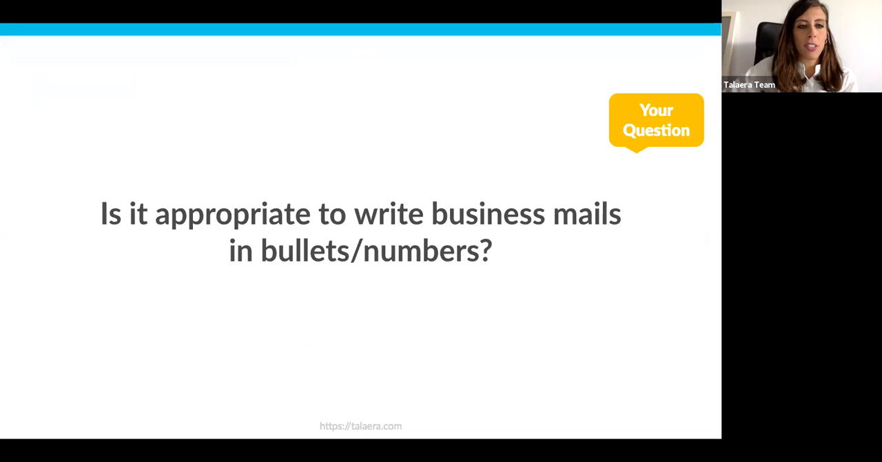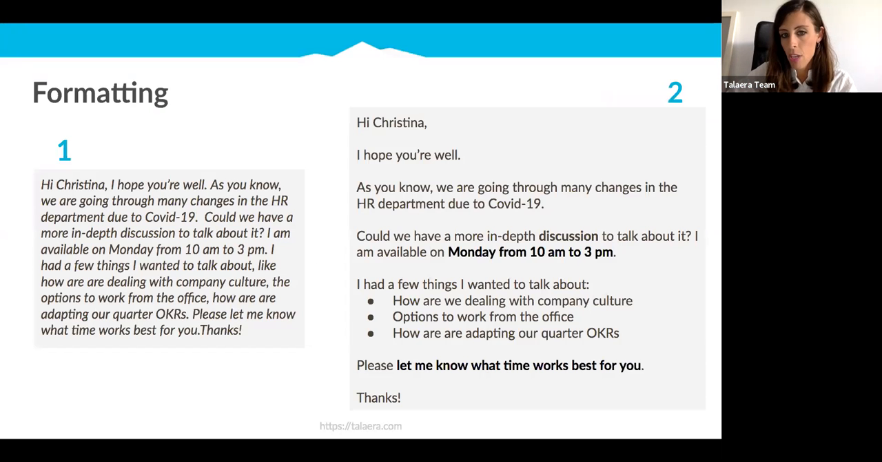And this was another question. Is it appropriate to write business emails in bullets and numbers? If everything is written in bullets and numbers, then no. But if the important information is presented in bullets and numbers, that's great. Writing only the bullet points would be considered rude and not professional. But if you have a nicely put email and then you add the takeaways in bullet points, perfect.